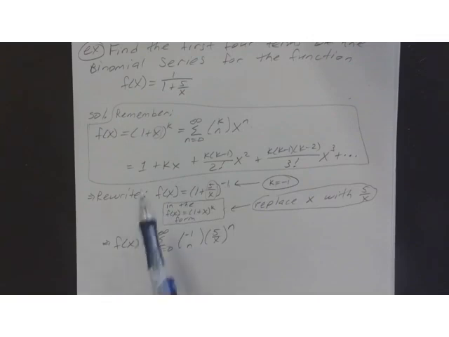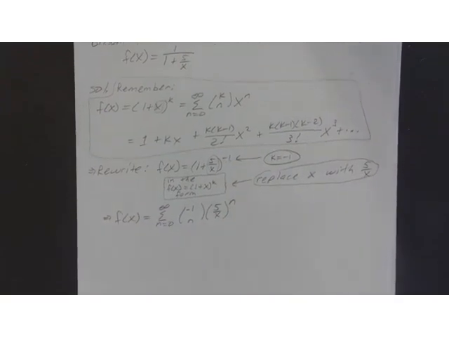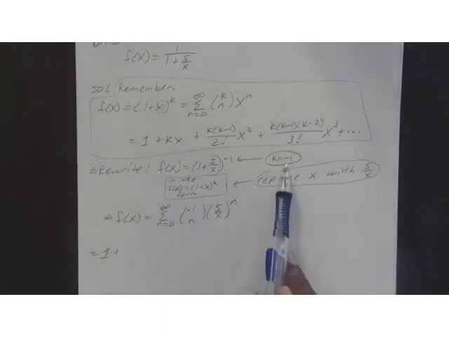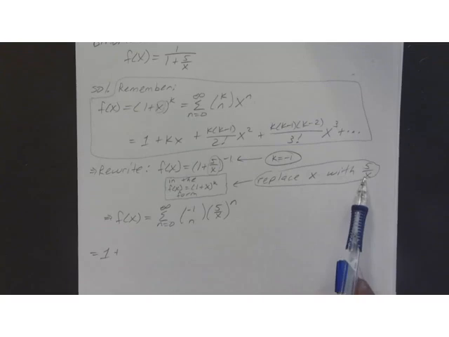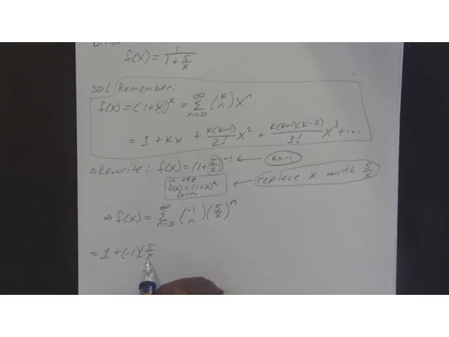Which means we're going to do the exact same thing in our expanded form. Replace k with -1 and x with 5 over x. So we know that this is just equal to 1 plus k times x is going to be -1 times 5 over x. So we're going to do that for every single k and x.